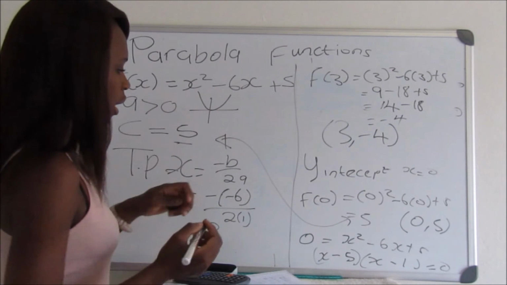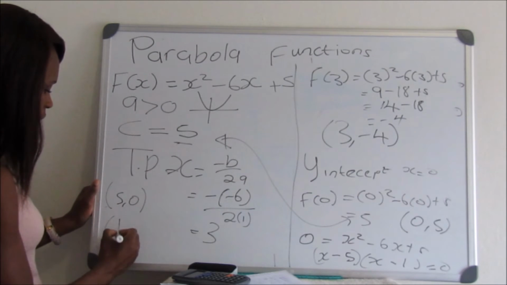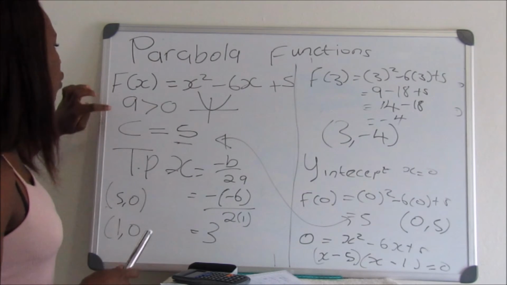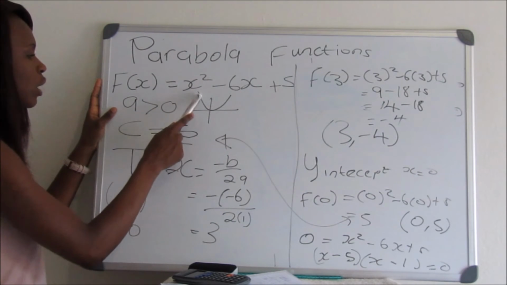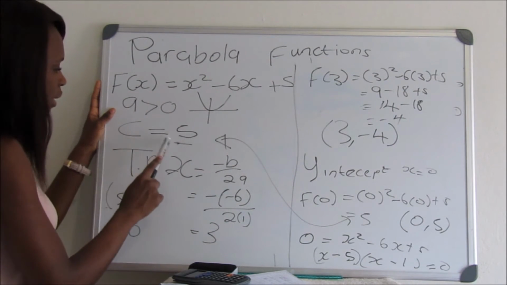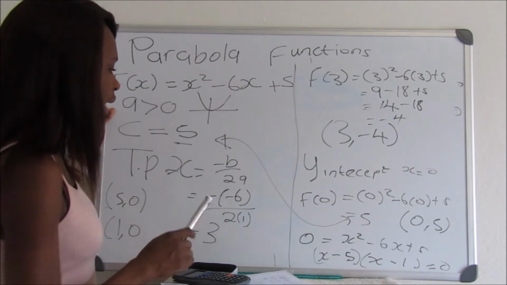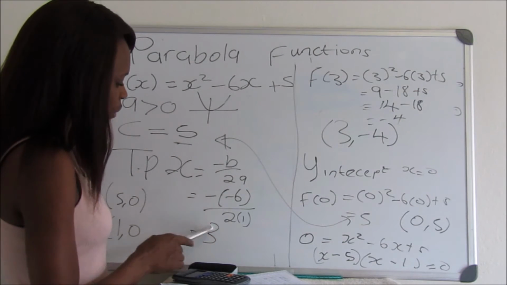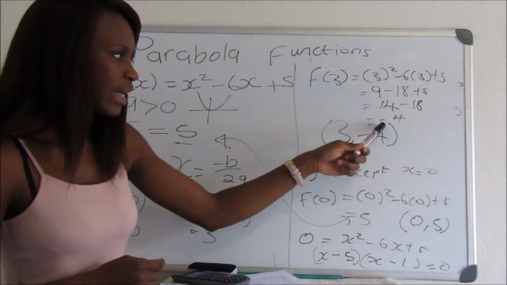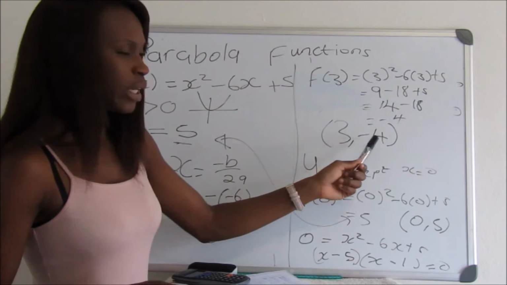So the coordinates of the x-intercepts will be (5, 0) and also (1, 0). So what we found here, we can now actually draw the graph. We already know that our graph should be looking up, having a smiley face, and our y-intercept is equal to 5. Our turning point, we found it by saying the x coordinate is -b divided by 2a, of which we got 3. And we substitute that 3 into the original equation so that we can get the y coordinate of the turning point, of which the turning point coordinates are (3, -4).